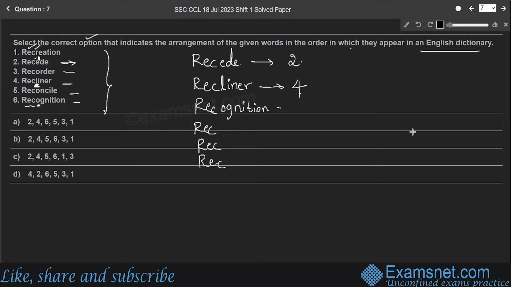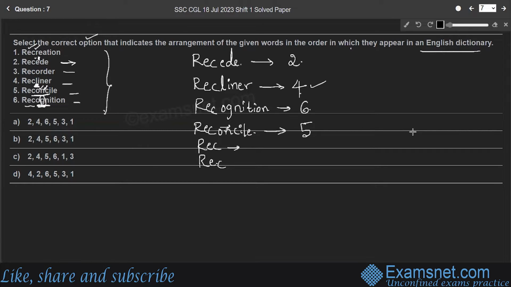Recognition comes after the fourth word, which is recliner. So recognition is the sixth word, right? Next comes the word after O. Yes, reconcile also, in which the fourth letter is O and the fifth letter is N here, right? Whereas in the sixth word, recognition, the fifth letter is G. G comes before N. Therefore, reconcile is the next word, right?